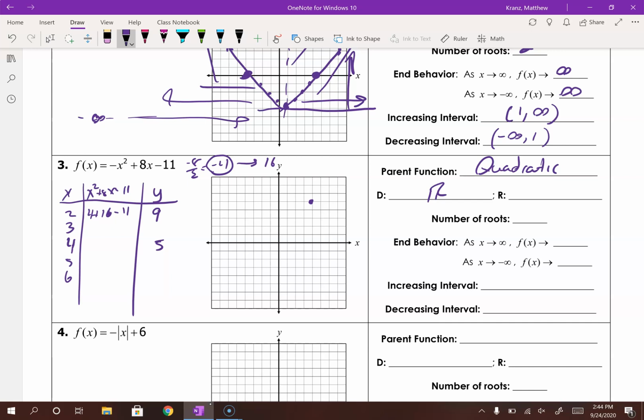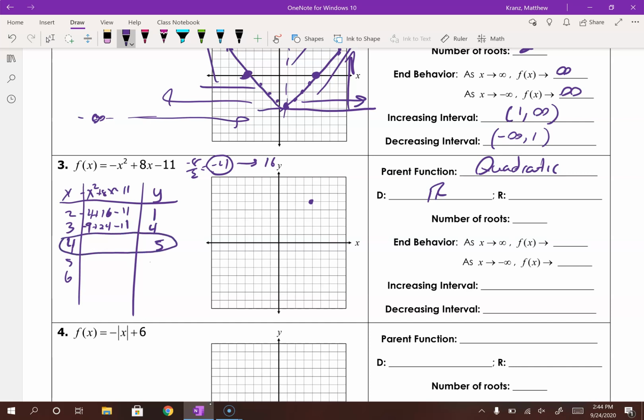Oh, but we're negative x. Excuse me, negative x squared. So it's negative 4 plus 16. It's positive 12 minus 11, which is just going to be 1. 3: negative 3 squared is negative 9, plus 8 times 9. 8 times 3 is 24 minus 11. So negative 9 plus 24 gives me a positive 15 minus 11, which is 4. This one is our vertex that we know.